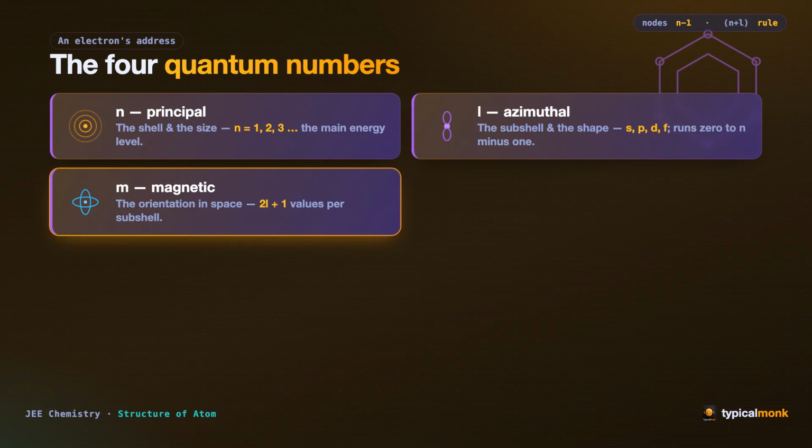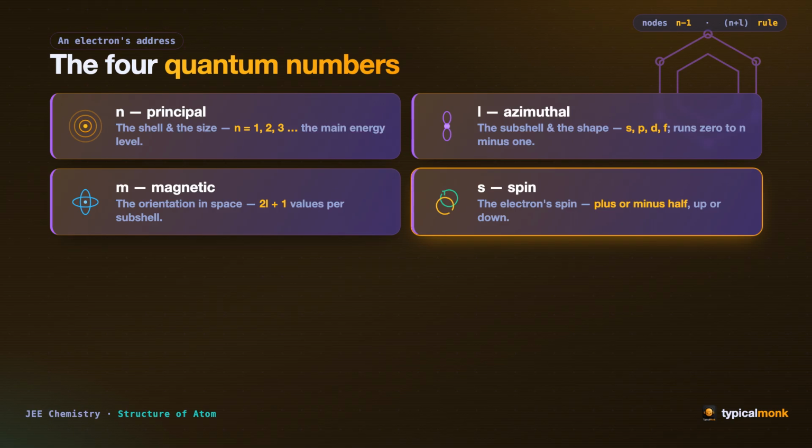The third is M, the magnetic quantum number. It names the orientation, which way the orbital points in space. For a given L, m takes 2L plus 1 values, running from -L through 0 to +L. So a p subshell with L equal to 1 has 3 orientations, 3 p orbitals.